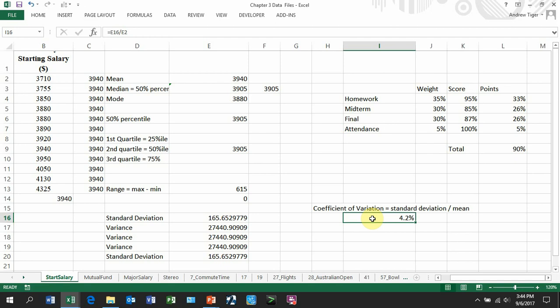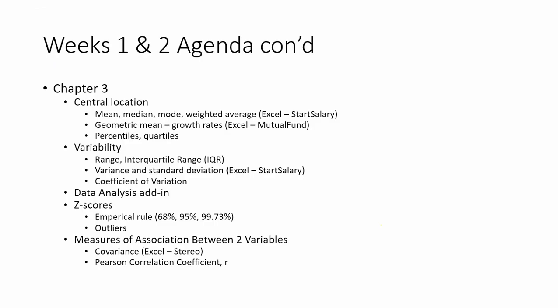For you radio people, radio engineers, this is somewhat related to a signal to noise ratio, except it's inverse. It's got the noise on top and the signal on bottom. Okay, in Excel, that's how you would calculate all of these using Excel capabilities.